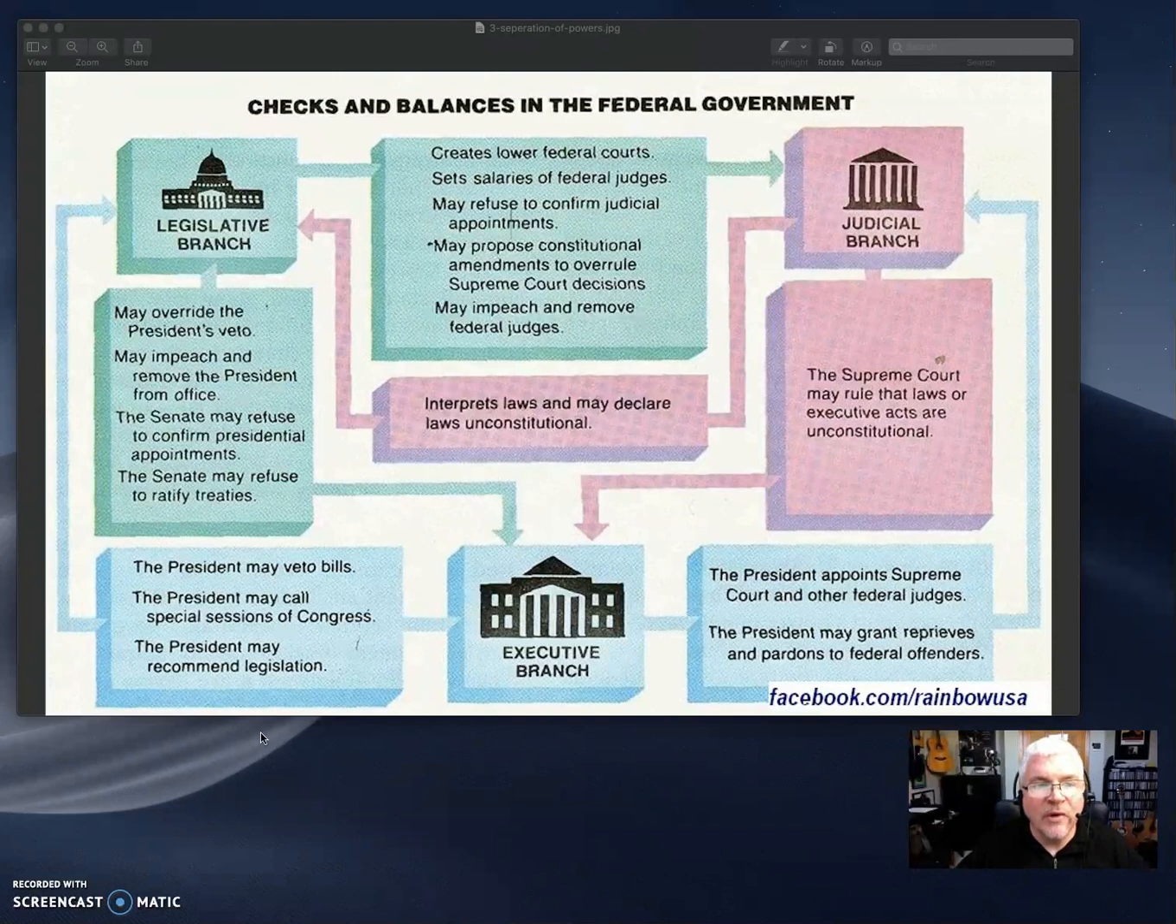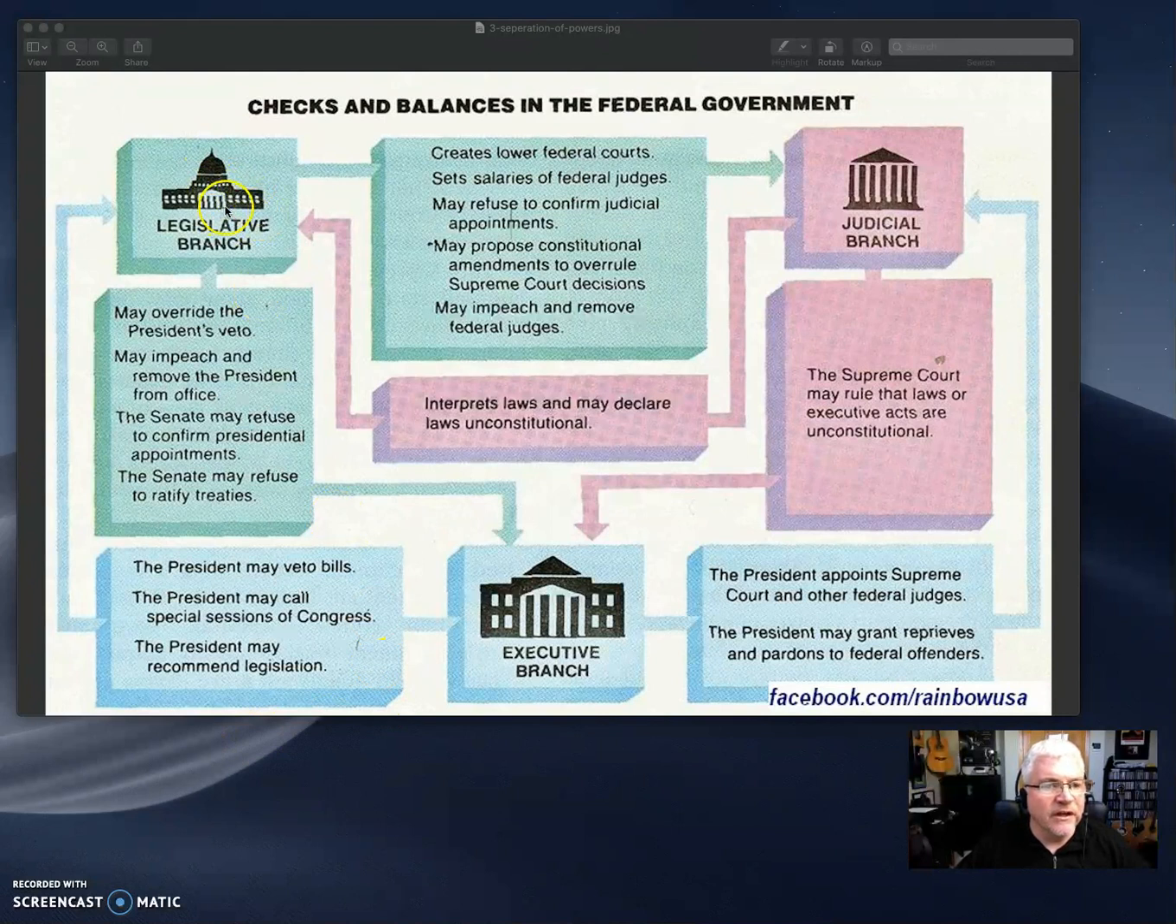No one branch of government does everything. They work together. They also check each other's power. They act as safeguards against one another through a system of checks and balances. And that's what we're going to talk about for just the next couple minutes. So what are these checks and balances?